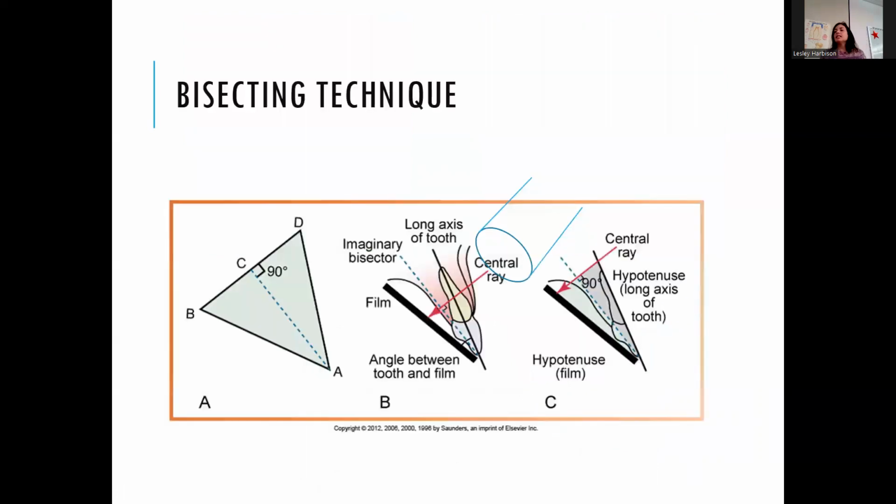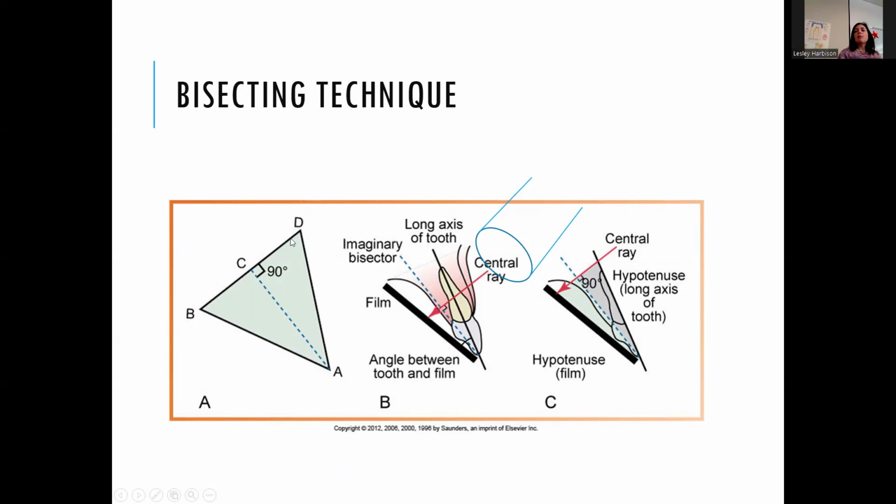With the bisecting technique, we are still going for a right angle with the primary beam coming in, but now instead of it being at a right angle with either the sensor or the long axis of the tooth, we're going for an imaginary line that we have determined in our brains. And so this is a little bit trickier.